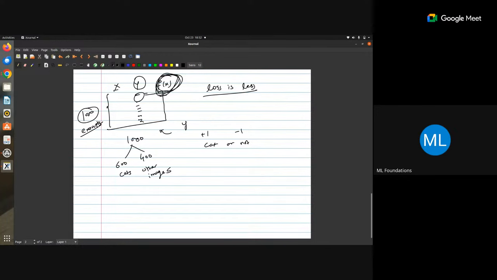Now I don't have the label for that, correct? Previously I had pictures, and I knew what each picture meant. I said plus one means it's a cat, minus one means it's not a cat. But for the new image, I do not have the label. My model, based on whatever learning it has, should tell whether this picture is a cat or not. So this new picture is called what? It's test data, right? Yes, test data.